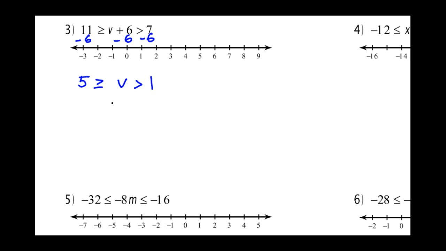Now, is this correct format? No. Small numbers on the right, these are greater than, so flip the whole thing over. So we get 1 is less than b is less than. Oh, shoot.